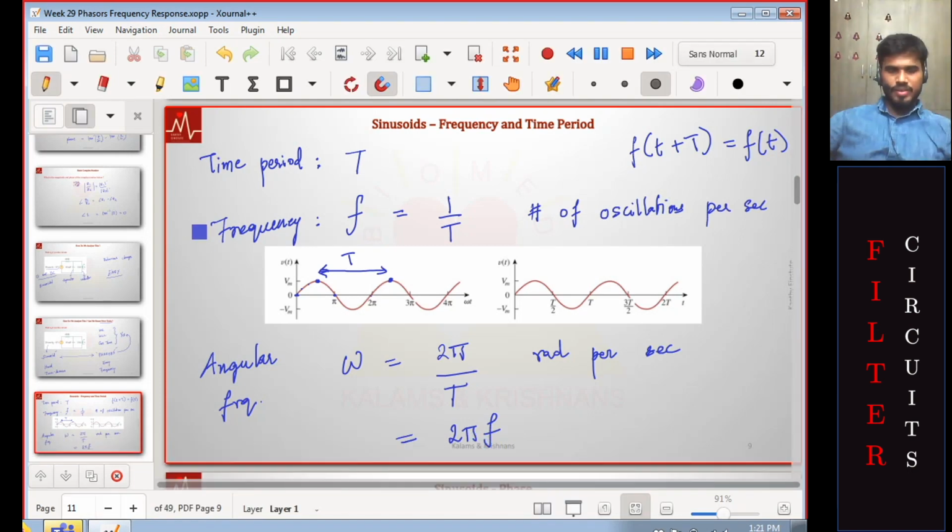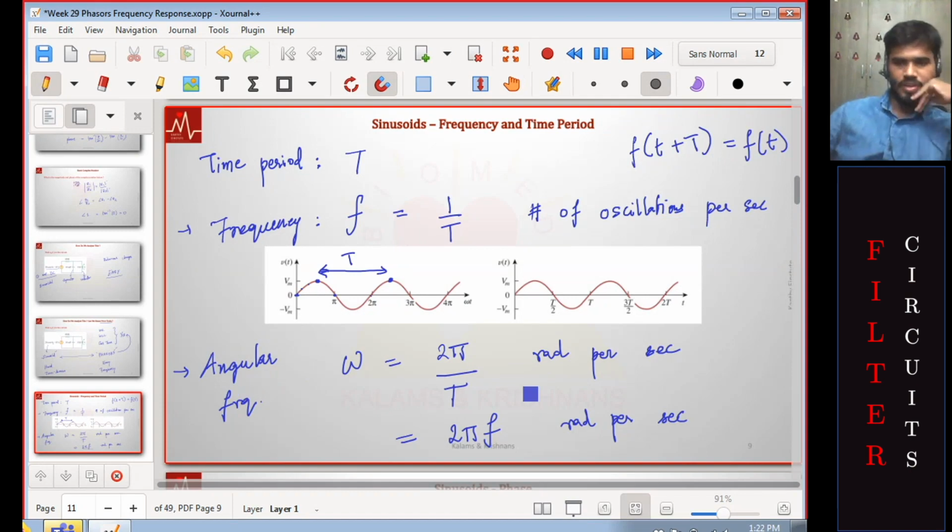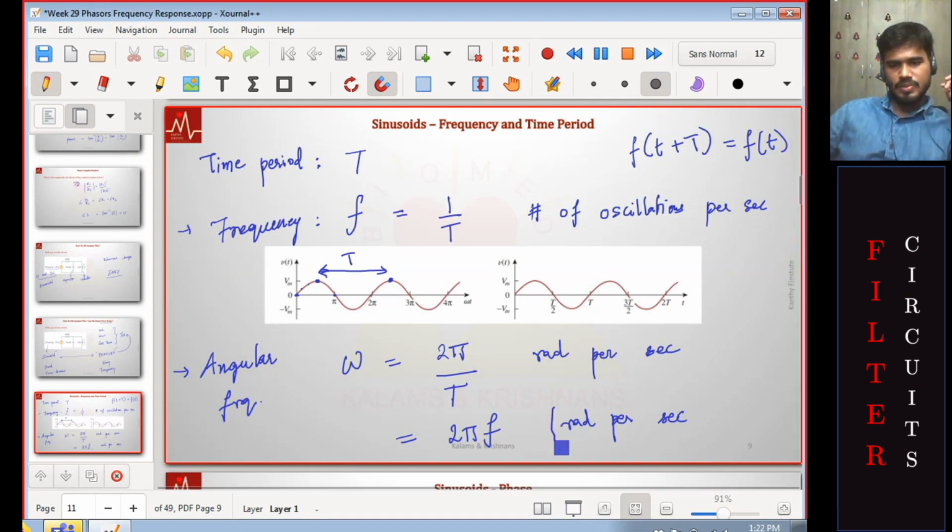So we have frequency, and then we have angular frequency. If there are any doubts, angular frequency is in radians per second. If they ask you for frequency in a NAT type question and the units are in radians per second, they are actually referring to angular frequency, right? So notice the units used here.